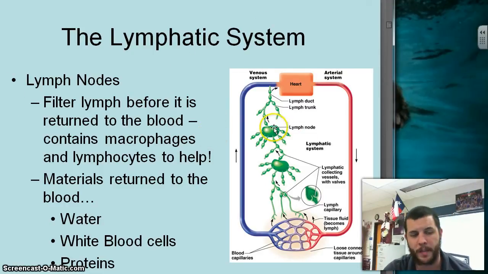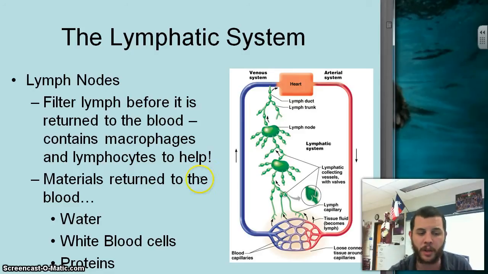Lymph nodes. We've all heard about lymph nodes before. What do they do? They filter lymph before it's returned back to the blood. You also have a lot of macrophages and lymphocytes within here to help. Those are going to kill pathogens. If you've got a pathogen in your bloodstream, once it gets in, you've got all these little white blood cells in your lymph nodes which are going to destroy those pathogens.